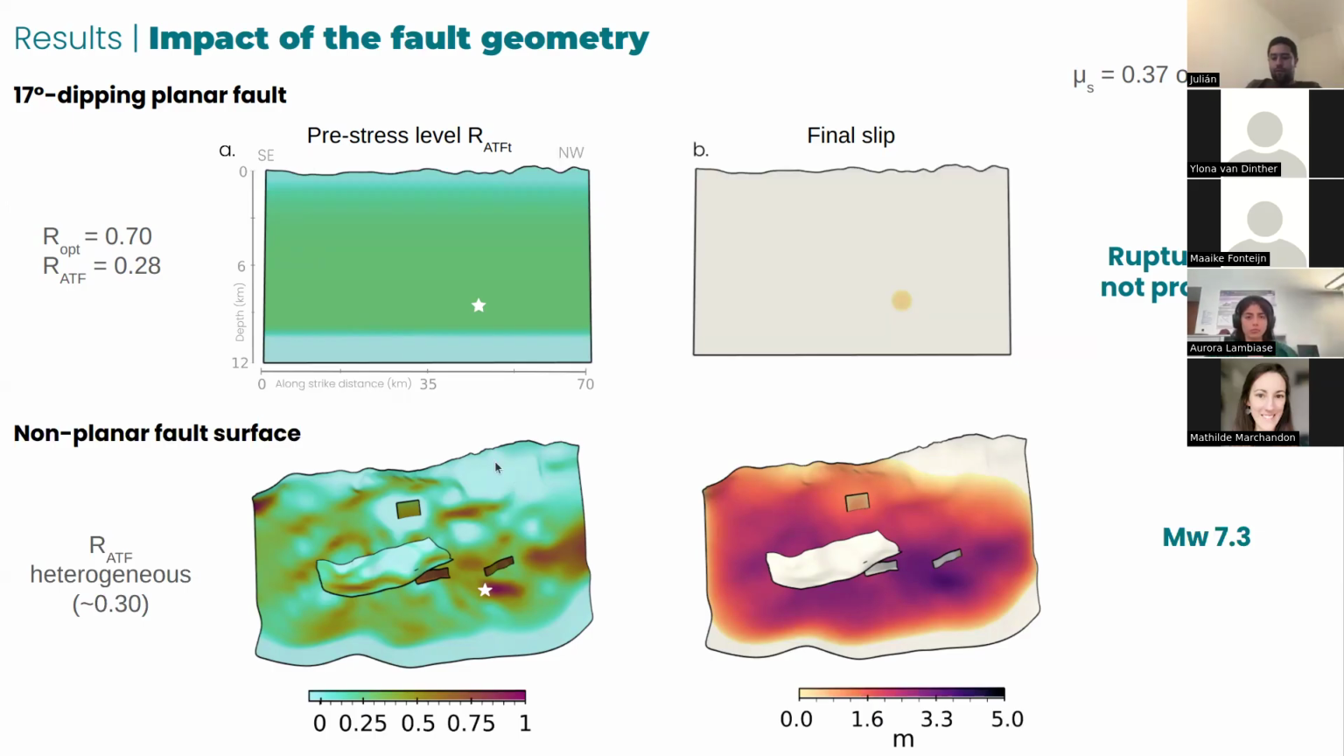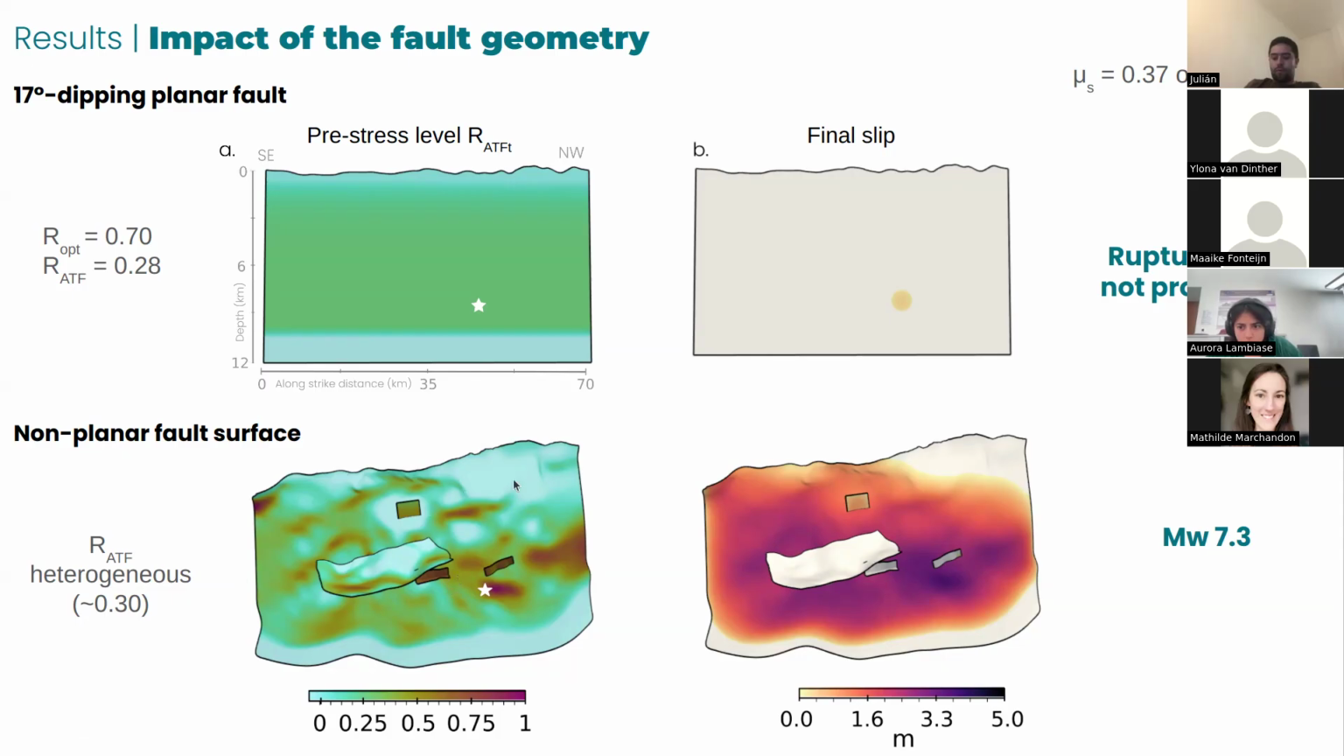Now, if we use the complex, non-planar fault geometry that is constrained from seismic profile data, we can see that the pre-stress level on the fault is very heterogeneous, with some parts of the fault where the stress ratio is quite high, above 0.7, and other parts where the stress ratio is very low. This heterogeneous distribution of the pre-stress level is due to the local dip angle of the fault, which is variable in this model.